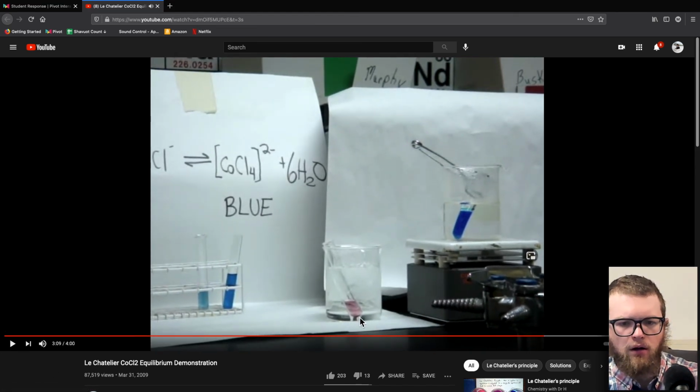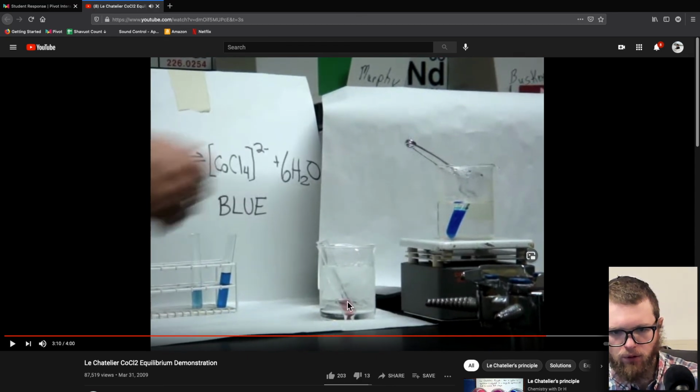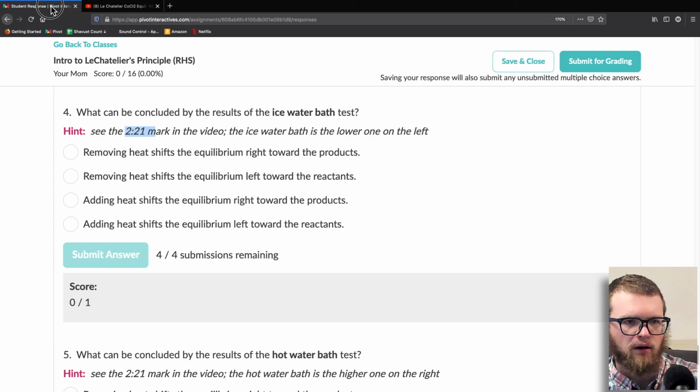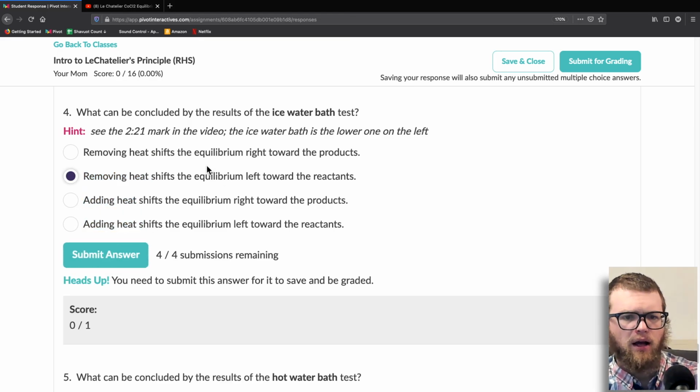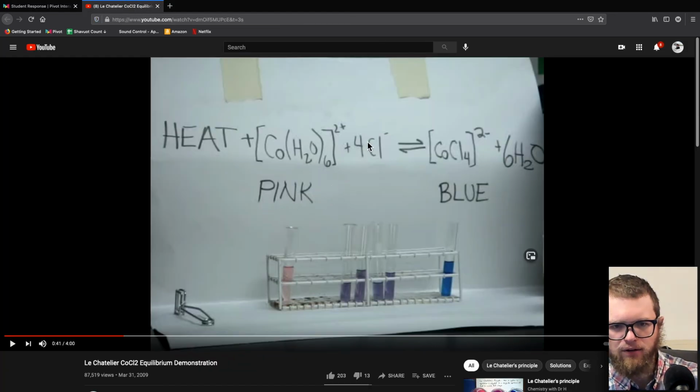Now. Okay, so we can see the one in the ice water bath. This down here is the ice water bath, where it's in ice water and it's taking a bath. So are we putting in the ice water bath? Does that remove heat? If we put something in ice, does it remove heat, or does putting it in ice add heat? And does it shift the equilibrium right towards the products or left towards the reactants? Well, if it's turning pink, pink is the color of the reactants.